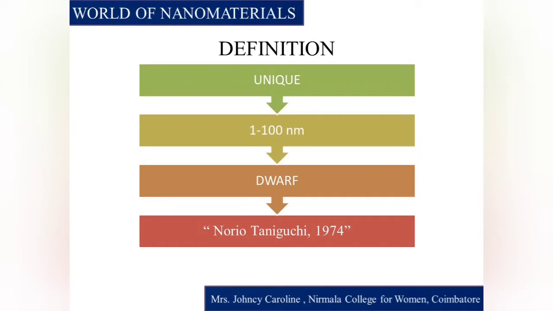Nanotechnology is the manipulation of matter with at least one dimension sized between 1 to 100 nanometers. A nanometer is a unit of length in the nanometric system equal to 1 billionth of a meter, that is 10 to the power minus 9.